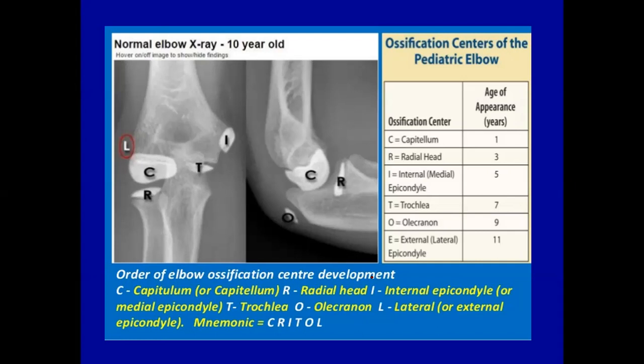Here is a mnemonic that you should commit to memory, particularly if you're going to work in emergency medicine. The capitellum, radial head, medial epicondyle, trochlea, olecranon, and the lateral epicondyle all calcify at different times. So there's this mnemonic, C-R-I-T-O-E, which tells you when they ossify, all odd ages: 1, 3, 5, 7, 9, 11. Ossify. We like that. CRITOE.